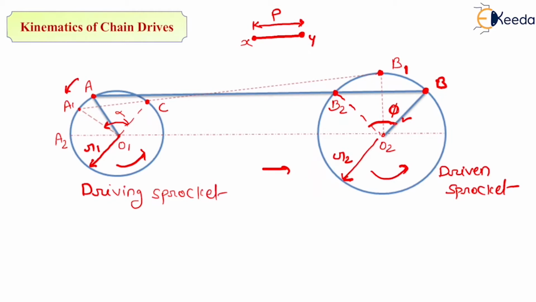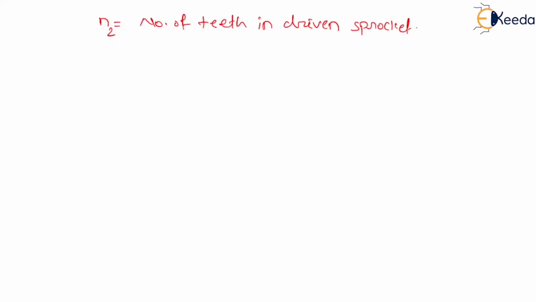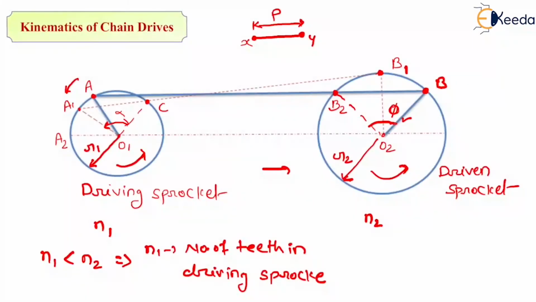Let us consider the number of teeth in the driving sprocket as small n1 and in the driven sprocket as small n2. So n1 is lesser than n2. Let us consider that in the driving sprocket the number of teeth is 6 and in the driven sprocket the number of teeth is 9.